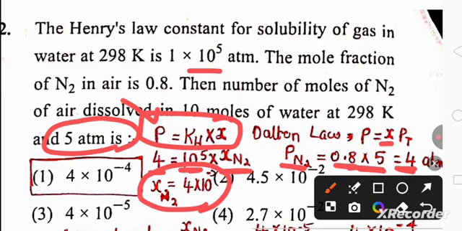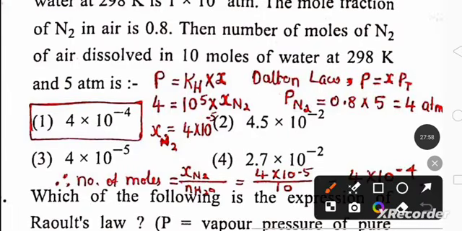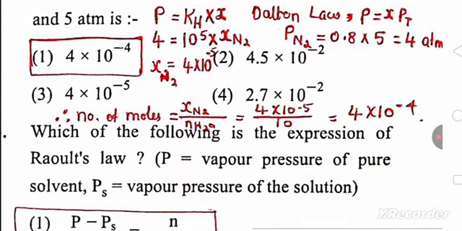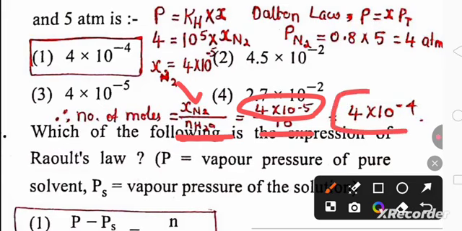We need to find out the number of moles of nitrogen from air dissolved in 10 moles of water. For that, the number of moles is equal to the mole fraction of nitrogen divided by the total number of moles of water. As the nitrogen mole fraction is very small, the number of moles is very small, so we can neglect it in the denominator. So the number of moles of water is 10, and the mole fraction of nitrogen is 4 into 10 to the power of minus 5. When you calculate, you will get 4 into 10 to the power of minus 4. That is, option A is the right answer for this question.